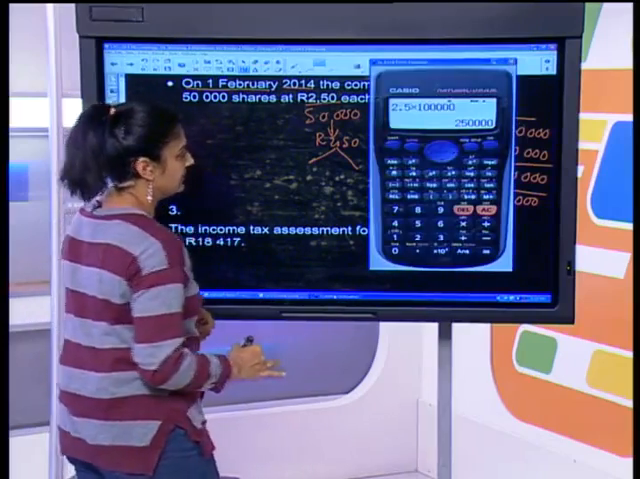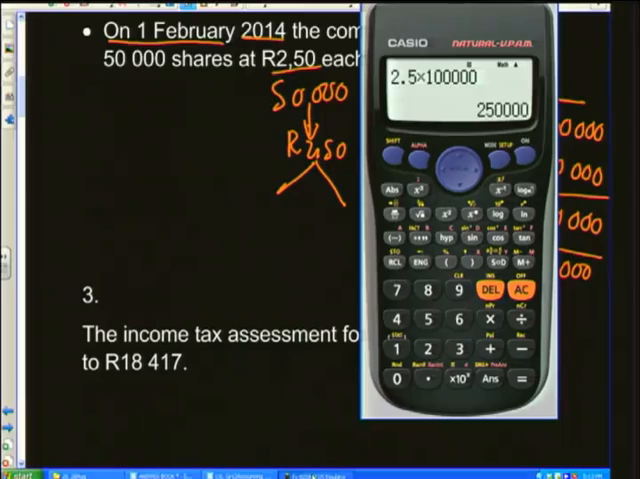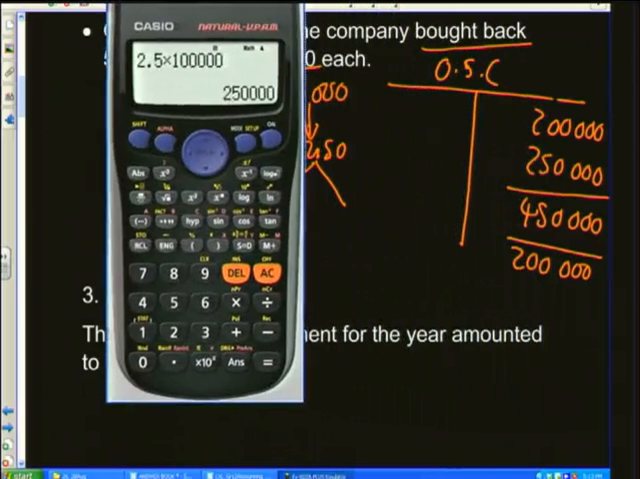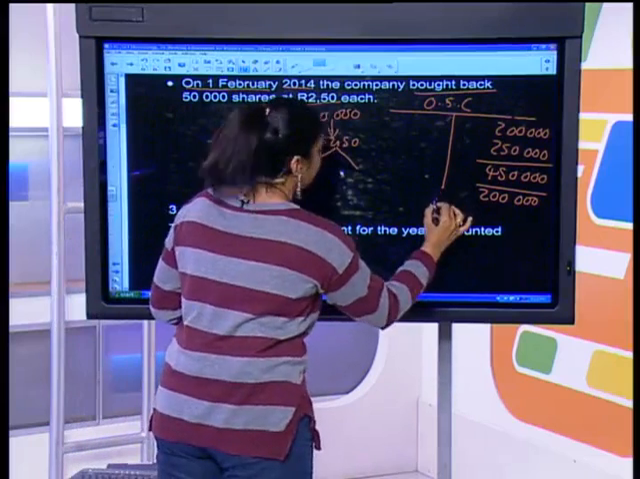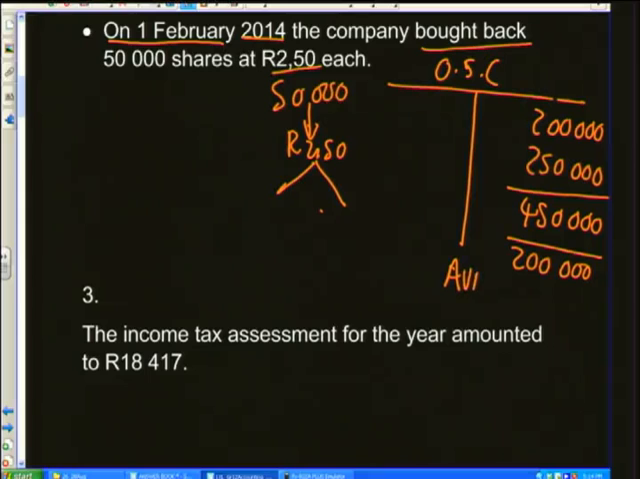So let's get our calculator out. We are taking 450,000 divided by the number of shares issued, 200,000, and that gives us an average price of 2 Rand 25. So my average price is equal to 2 Rand 25.